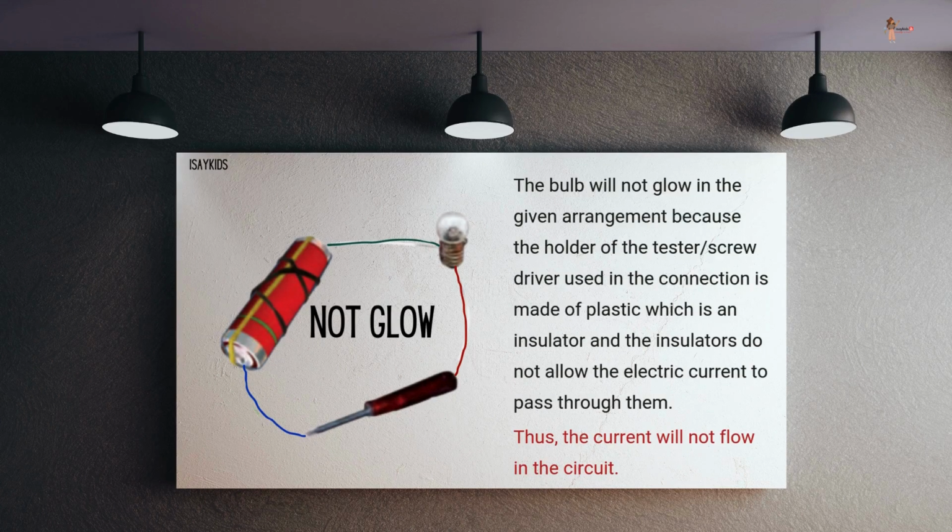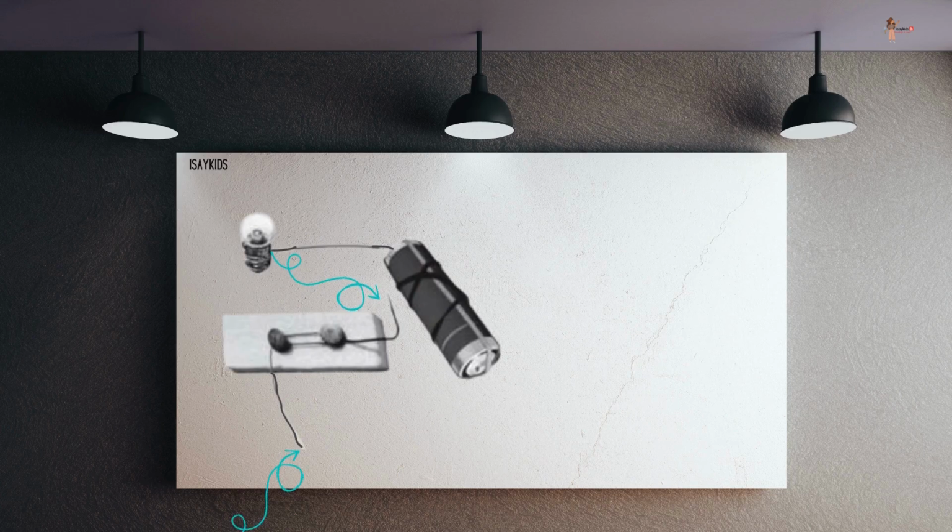Now let's do an activity. Complete the drawing shown here to indicate where the free ends of the two wires should be joined to make the bulb glow.